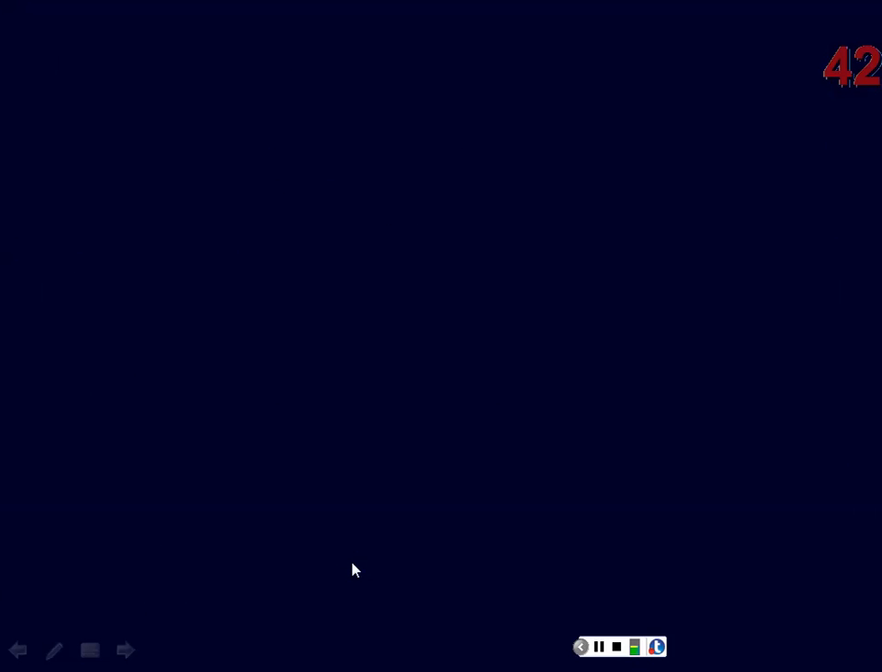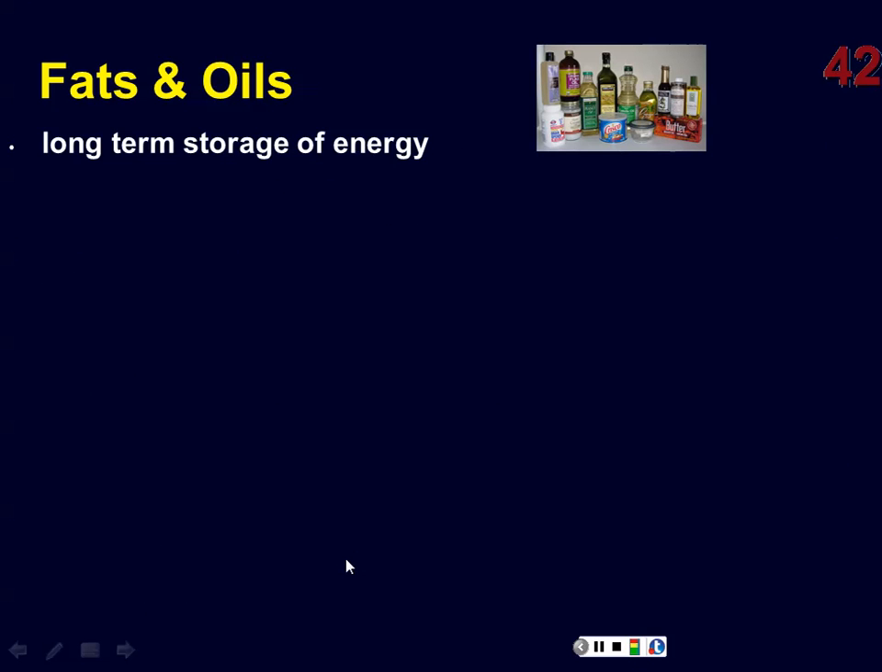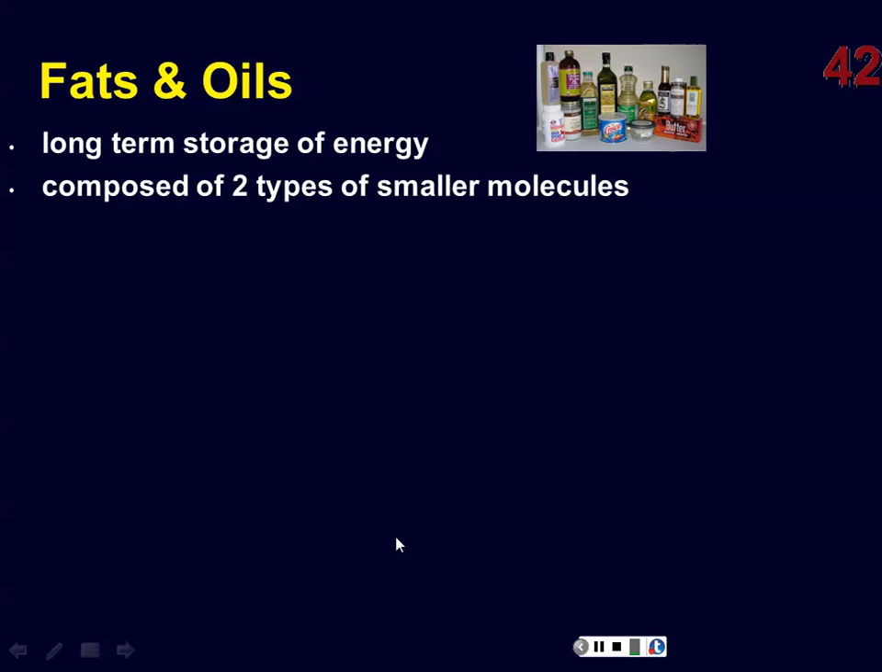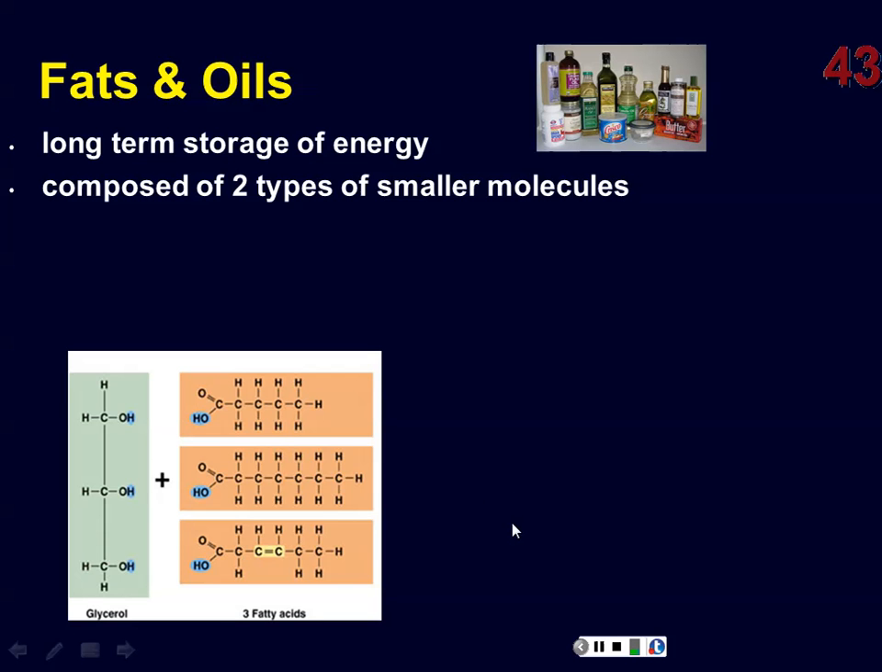Let's start with fats and oils. Fats and oils are primarily for long-term storage of energy. Fats and oils are composed of 2 different unit molecules that come together to form the molecule of fat or the molecule of oil. To make a molecule of fat or oil, you need a glycerol, which is highlighted here in green, and 3 fatty acids.